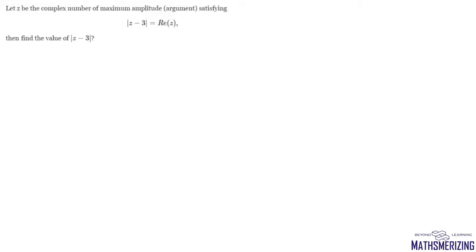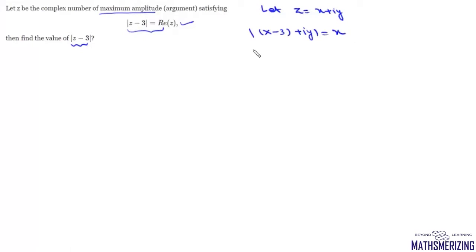Now this is an interesting question involving complex numbers and parabola. It says, let Z be a complex number of maximum amplitude satisfying mod of Z minus 3 is equal to real part of Z. Then we need to find the value of mod Z minus 3. So first we'll simplify this equation. So what I'll do is I'll let Z as x plus iota y.